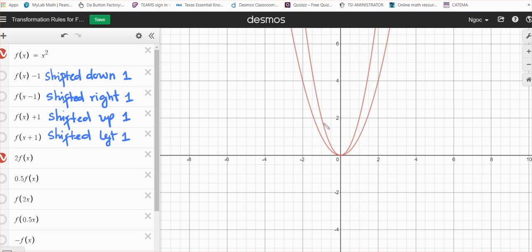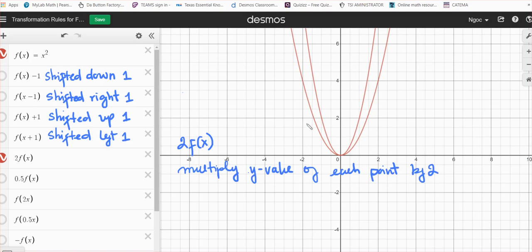It means that if you see this notation, 2 times f of x, this would mean that you are going to multiply the y value of each point by 2. Okay, so let me show you here.